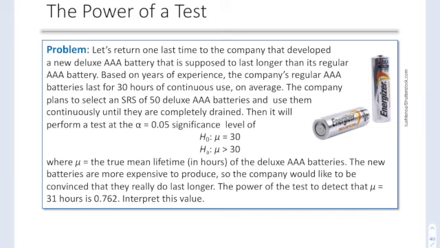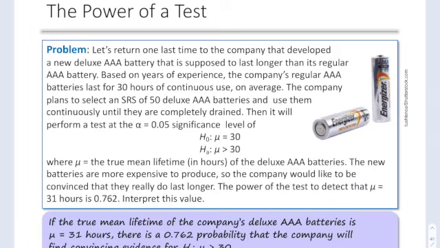So here's looking back at the battery life of those deluxe AAA batteries. Again, remember they're originally 30. We're thinking that these are better batteries, so they're going to be greater than 30. It says that the power of the test to detect that mu is 31 hours is 0.762. So what does that mean? If the true mean lifetime of the company's deluxe AAA batteries is 31 hours, there is a 0.762 probability that the company will find convincing evidence for the alternative. That means the probability that they will reject the null hypothesis.